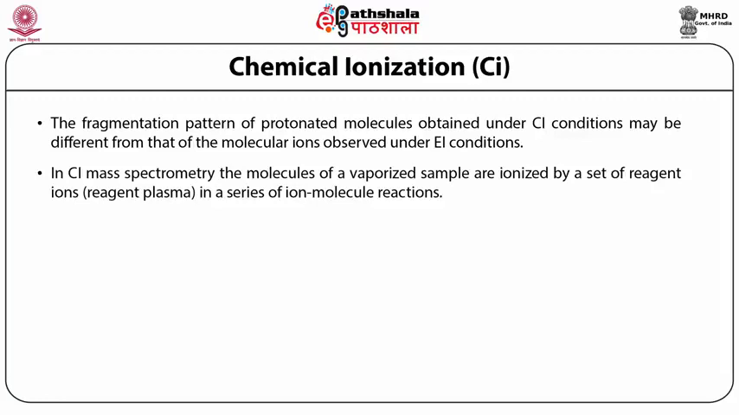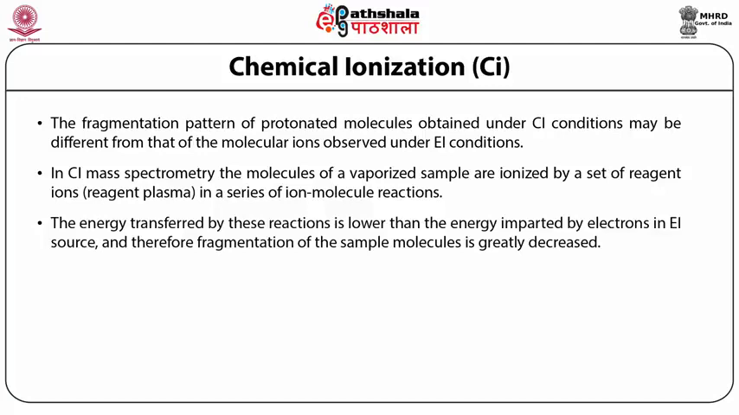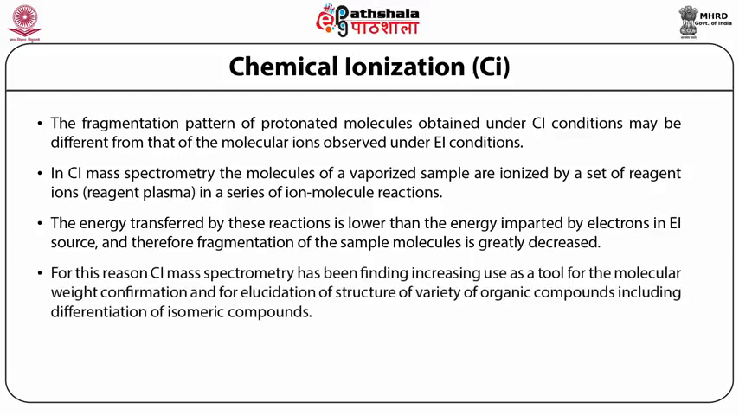In CI mass spectrometry, the molecules of a vaporized sample are ionized by a set of reagent ions, that is reagent plasma, in a series of ion molecule reactions. The energy transferred by these reactions is lower than the energy imparted by electrons in the electron ionization source, and therefore fragmentation of the sample molecules is greatly decreased. In some cases, you may not observe fragmentation at all. For this reason, chemical ionization mass spectrometry has been finding increasing use as a tool for the molecular weight confirmation and for elucidation of the structure of a variety of organic molecules, including differentiation of isomeric compounds.